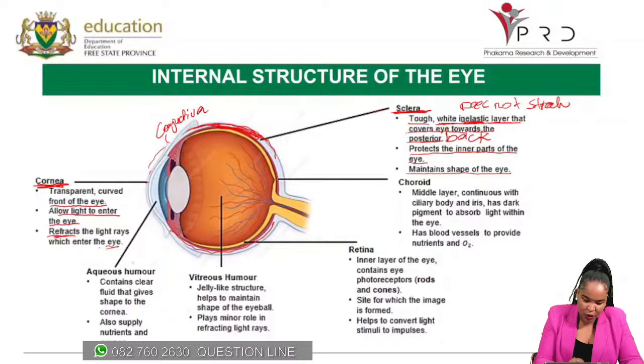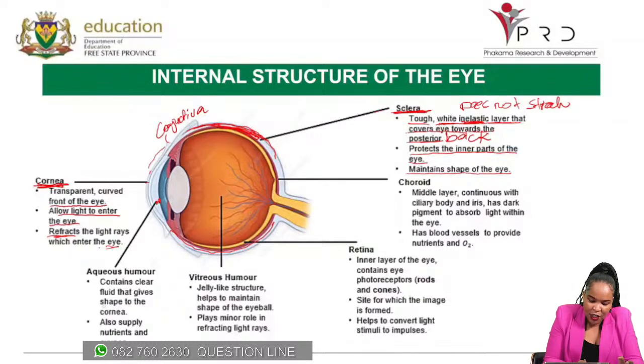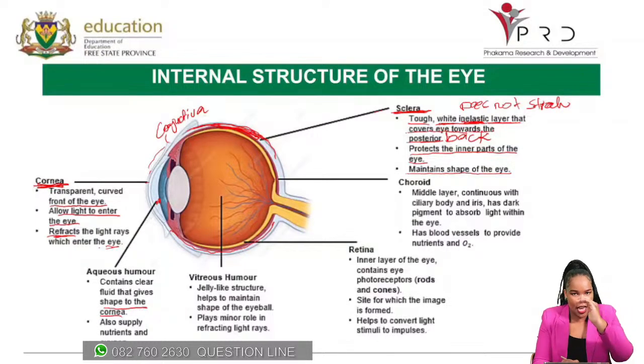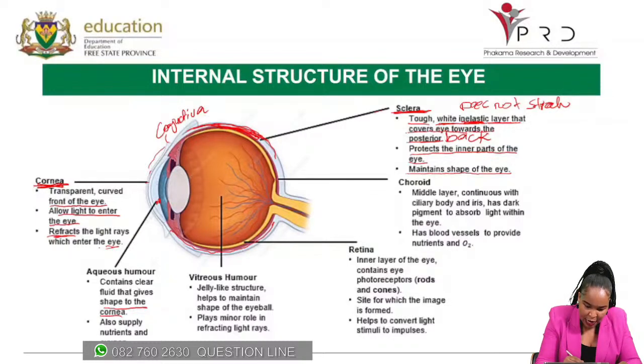We come to the front now. Again, remember we are moving in order. The next layer is going to be your aqueous humor. Your aqueous humor is a fluid that gives shape to the cornea. Now, do you see the cornea is a bit curved? We said it is curved. So it is curved because it has fluid behind it. Now, this fluid, because it's in a small space, gives the cornea its shape.